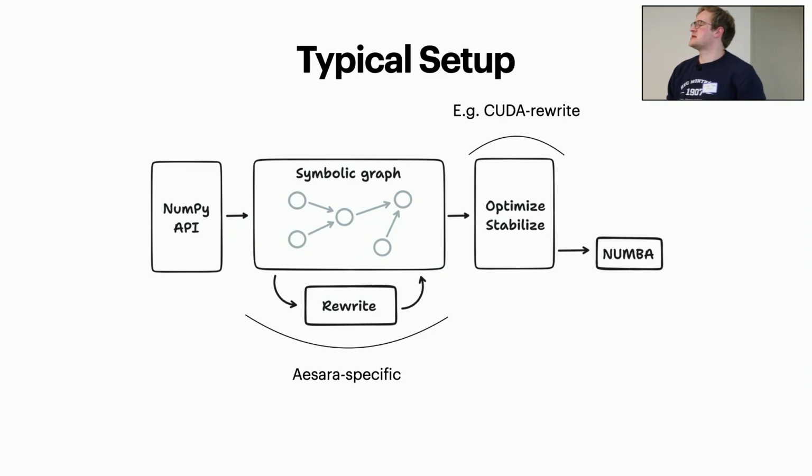Typical setup is you have sort of this NumPy API in the front end. You get a graph out that you can rewrite if you want. For example, Aesara does a heavy symbolic graph rewrite there. Then, for example, CUDA has its own optimization passes to optimize for something like an A100, H100, and so on. And then they go into the rest of the Numba ecosystem.